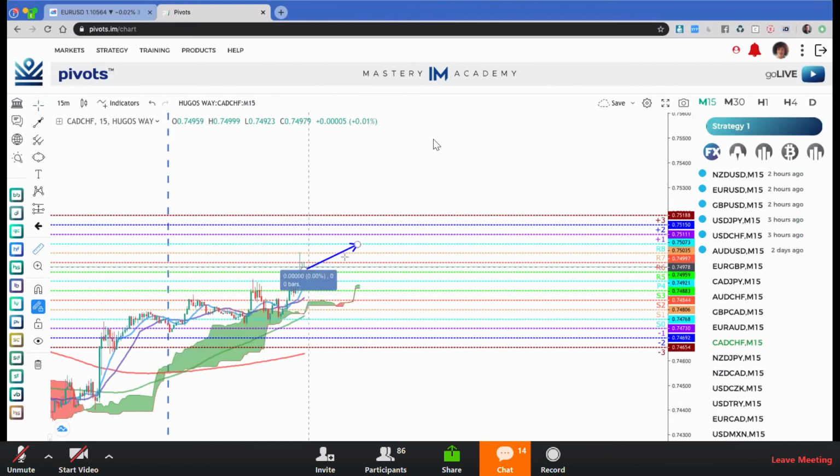How much? 10 pips, 9 pips. Buy it at 0.75073.